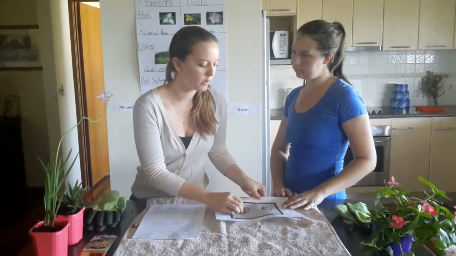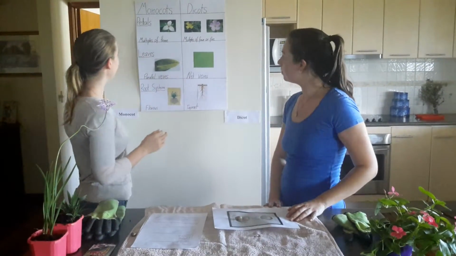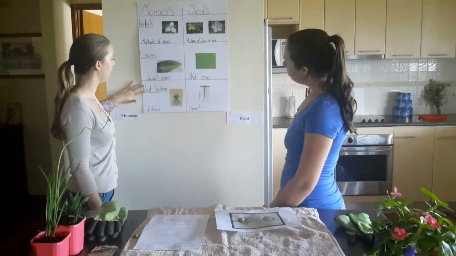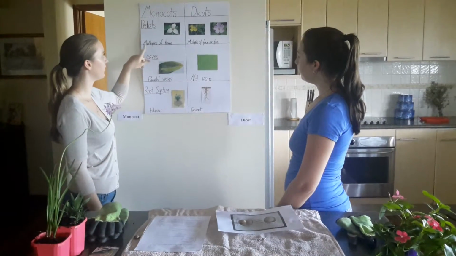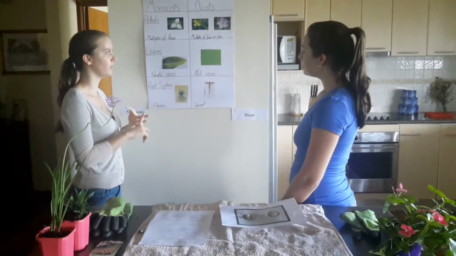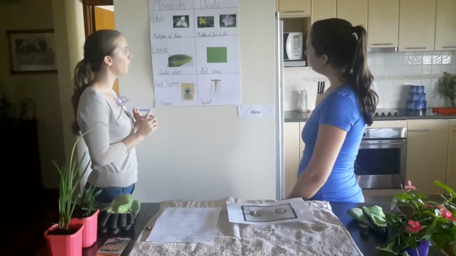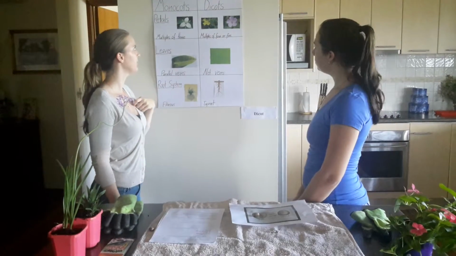Apart from this, there are multiple other features that we can use to tell whether a plant is a monocot or a dicot. Looking up here, we can see that the features include petals, leaves, and the root system. For monocots, the petals come in multiples of 3, so 3, 6, or 9. Whereas for dicots, the petals come in multiples of 4 or 5, so 4, 8, or 5, 10.